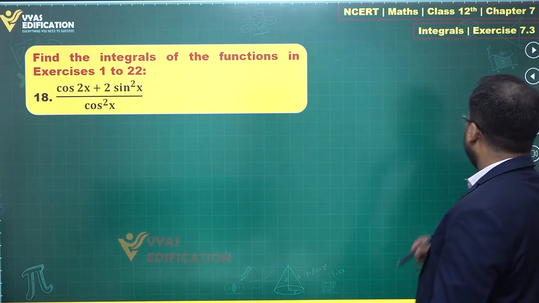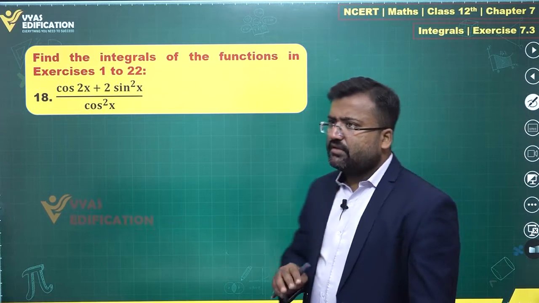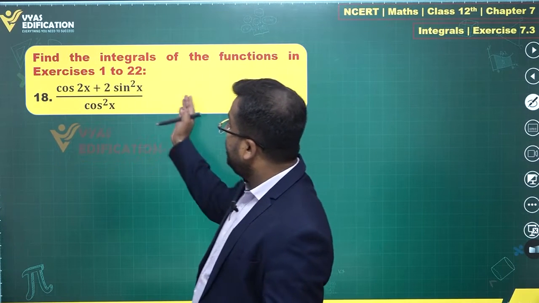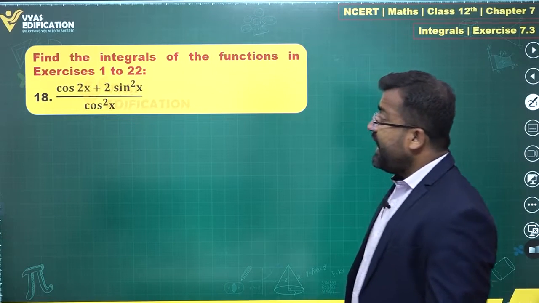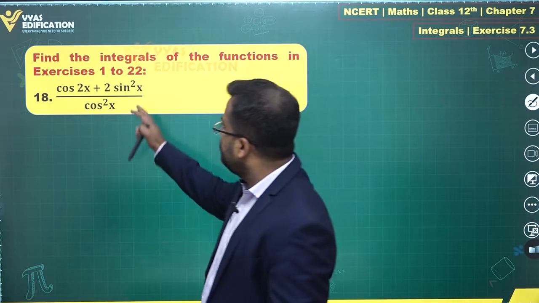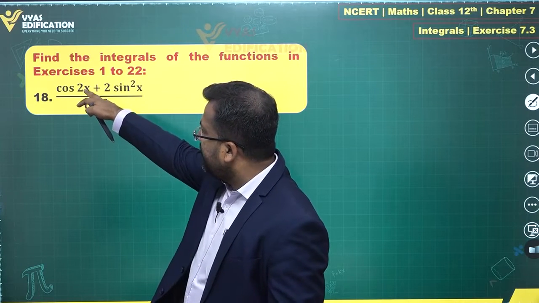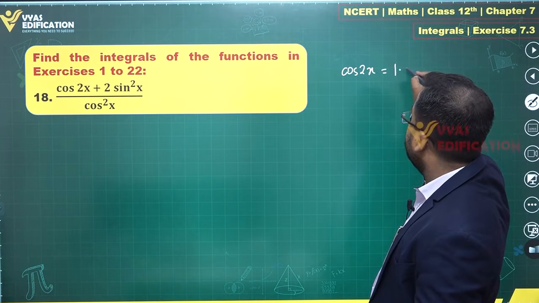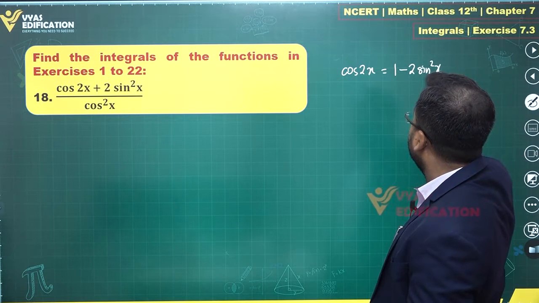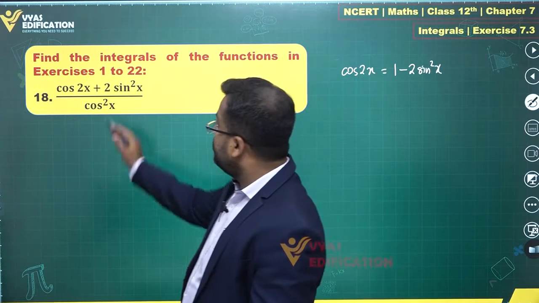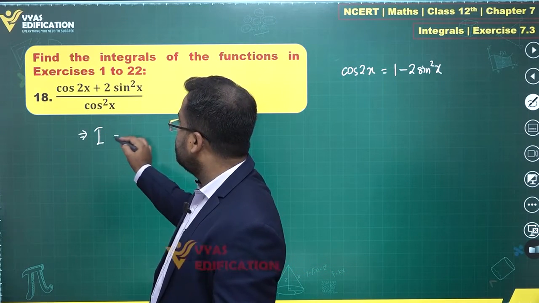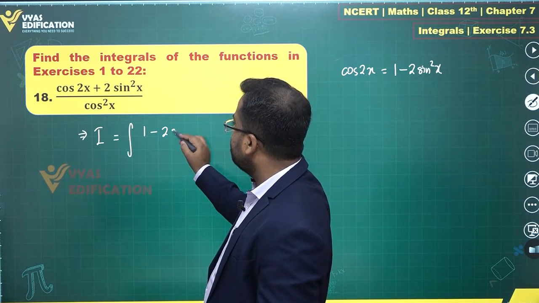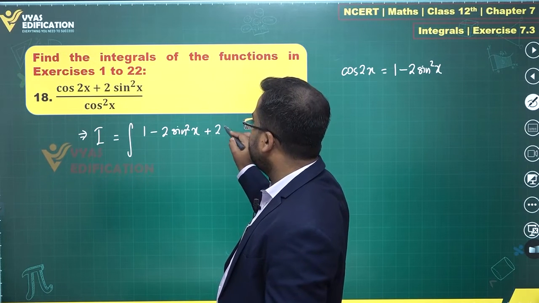How do we handle this? In the denominator you have cos square x, that can go in the numerator and it will become a sec square x, easy to integrate, but you have a big complicated expression over here. There's angle 2x, there's angle x as well. One of the approaches is we can convert this into higher angles, or since we have 2 sin square x, cos 2x, you remember, is 1 minus 2 sin square x. So cos 2x plus 2 sin square x, using that, is 1 minus 2 sin square x plus 2 sin square x.